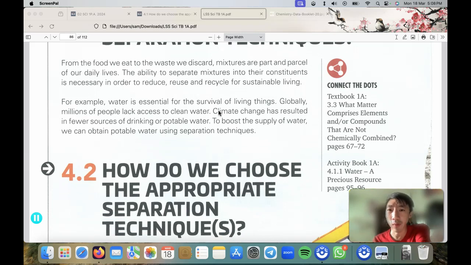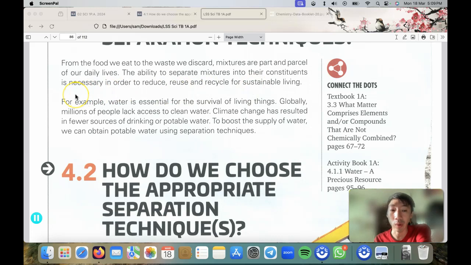Okay, let's talk about food that we eat. Every day we eat food, and there's a lot of waste that we discard. Sometimes we just throw all the things into the rubbish bin, but actually there's a better way to do things where we can separate the mixture into the correct bins, right? So we can reduce, reuse, and recycle for sustainable living.